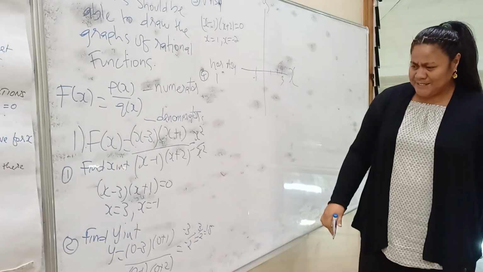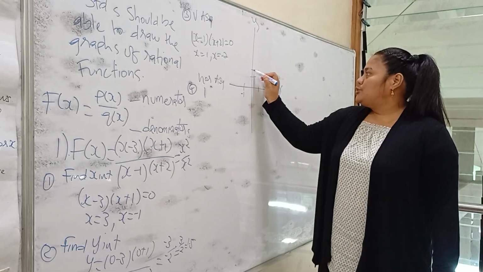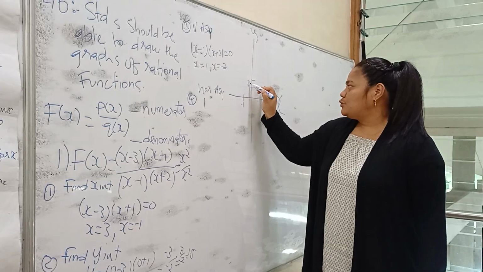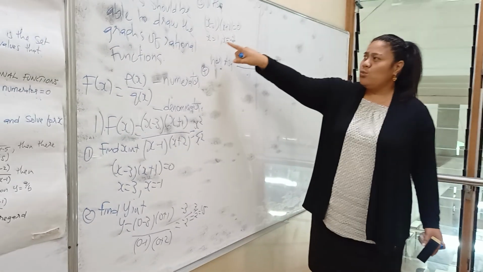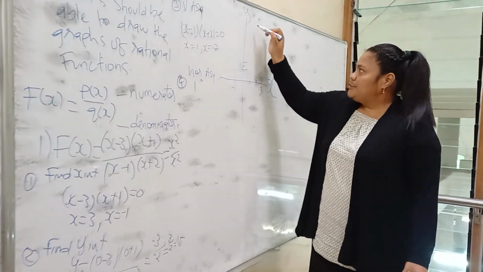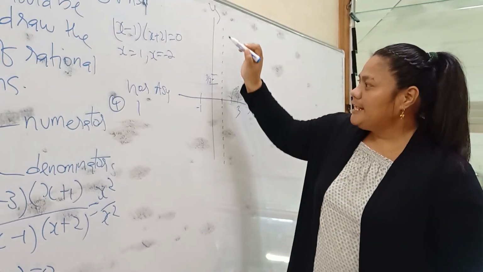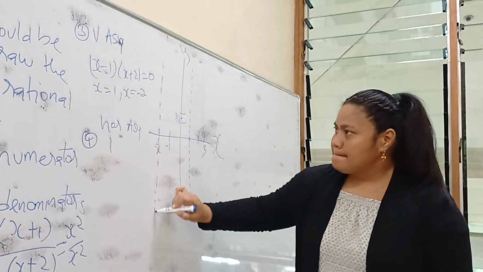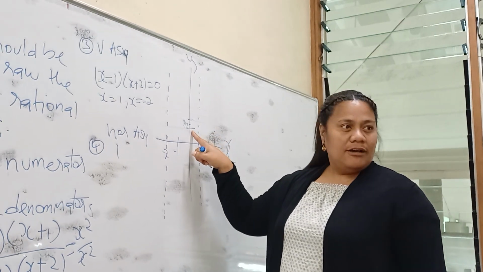What is the y-intercept here? 1.5. 1, 2, somewhere here. Okay? This is 3 over 2, 1.5. The y-intercept. The vertical asymptotes, 1 and 2, negative 2. This one, you know the vertical asymptote, just like this. And negative 2, this one here, okay? And the horizontal asymptote, 1. Down here.